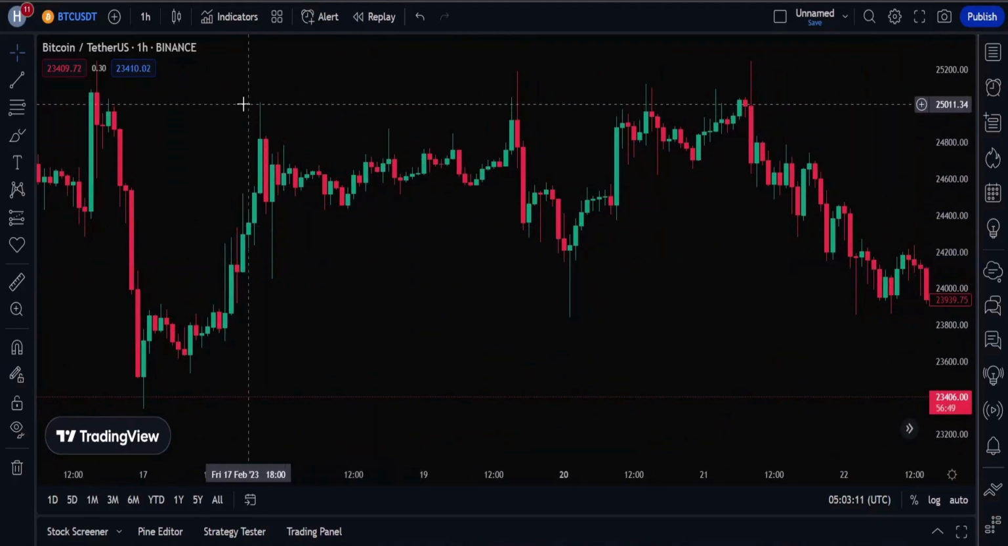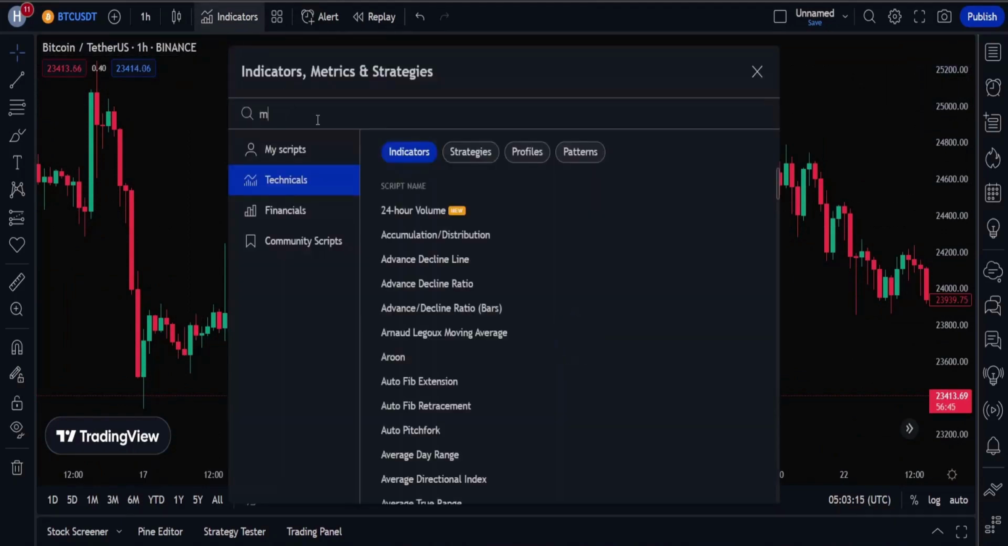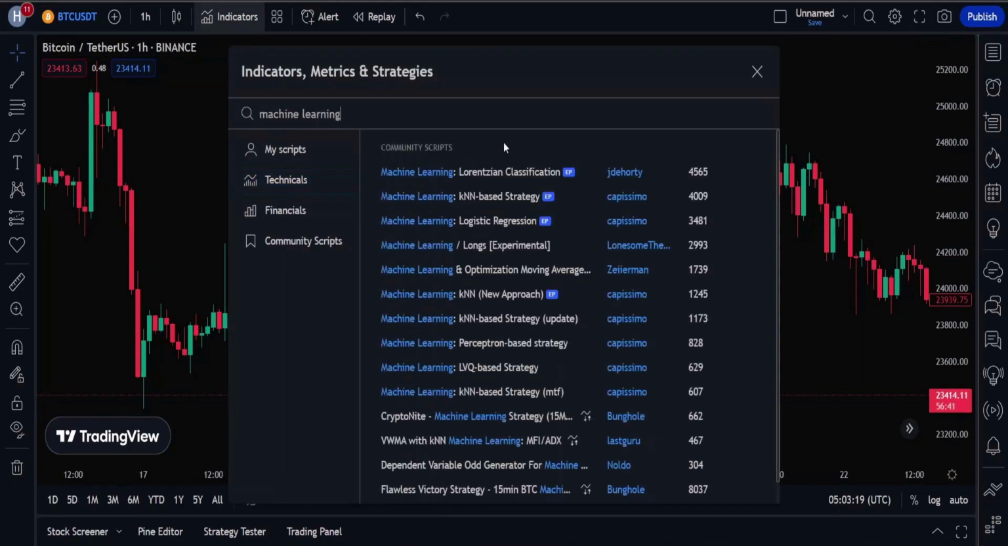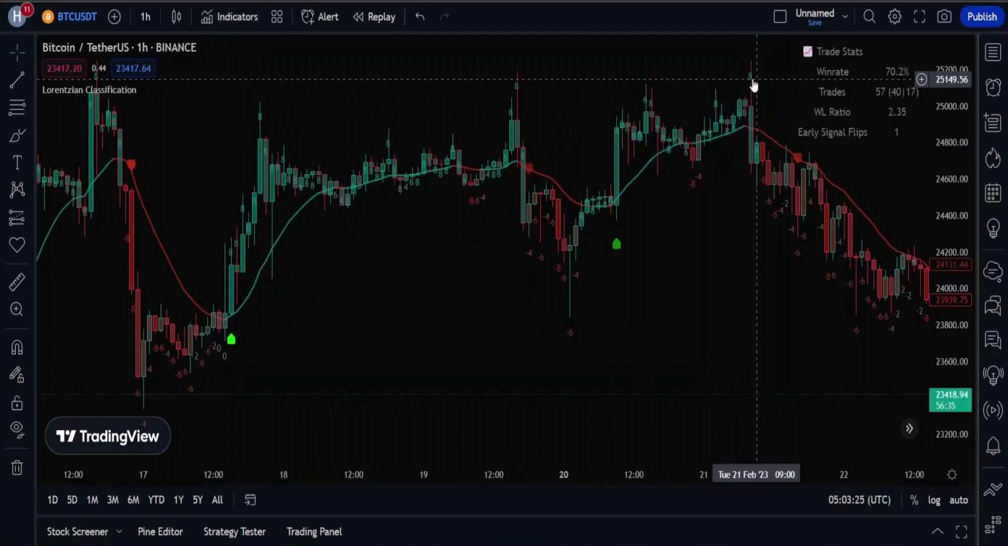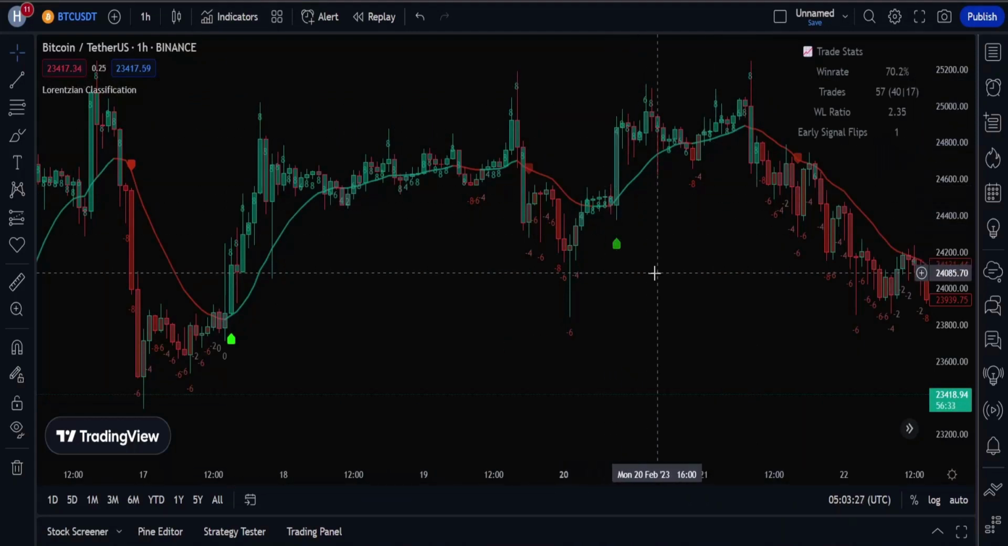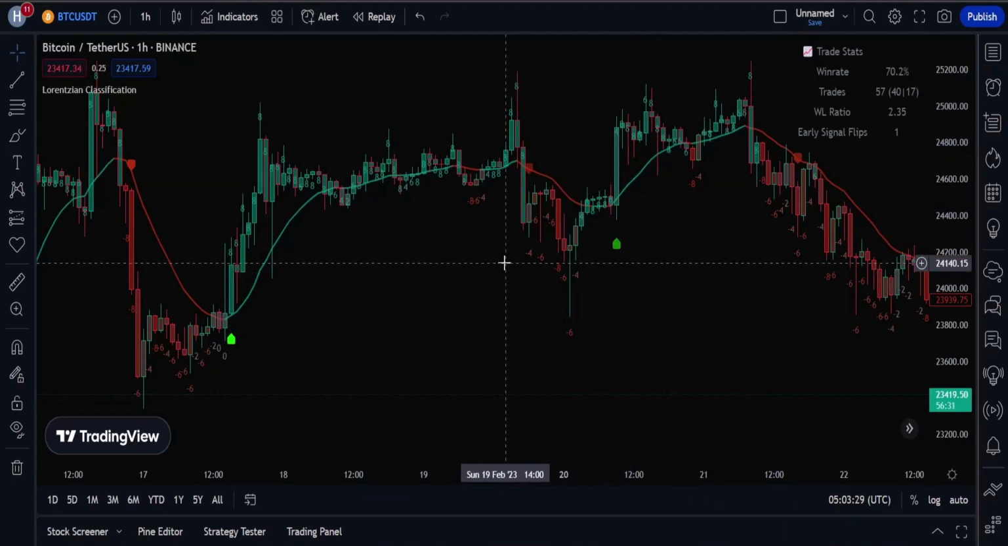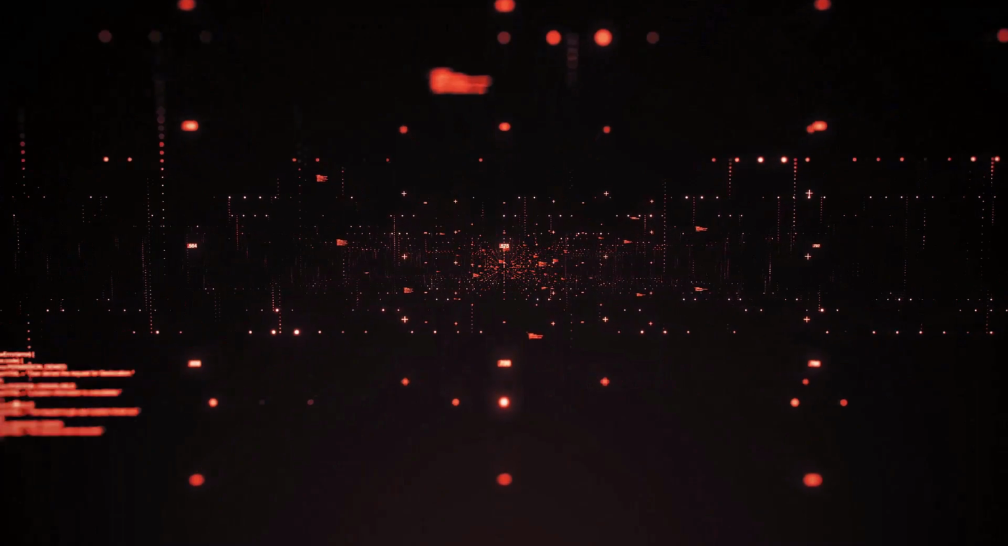Well, first you need to log into TradingView and open the charts, then navigate to the indicators menu and search for machine learning. Be sure to select this indicator created by JDE Horty. Machine learning is a classification algorithm capable of categorizing historical data from a multidimensional feature space. This indicator demonstrates how Lorentzian classification can also be used to predict the direction of future price movements when used as the distance metric for a novel implementation of an approximate nearest neighbors algorithm.